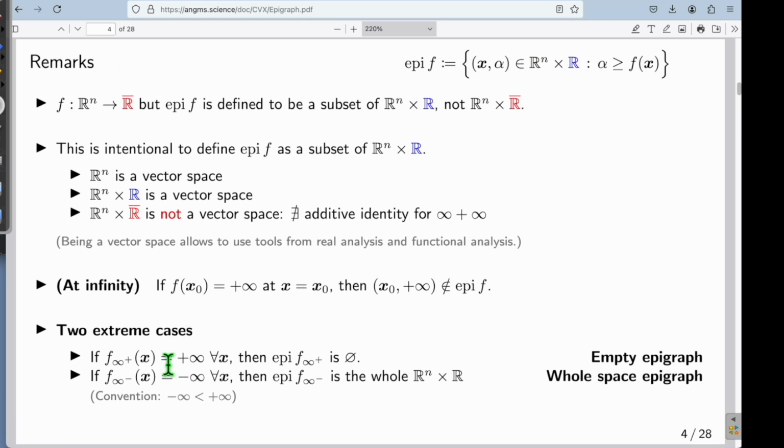And there are extreme cases. What is this? You have a function that is infinity everywhere. Then the epigraph is the empty set because we don't allow infinity in the epigraph. So you have nothing above infinity. So the epigraph is empty. That means the epigraph can be empty. And then what is this? This is another funny thing. Every x gives you negative infinity. Then the epigraph is the whole space.